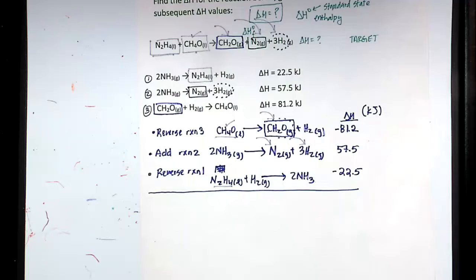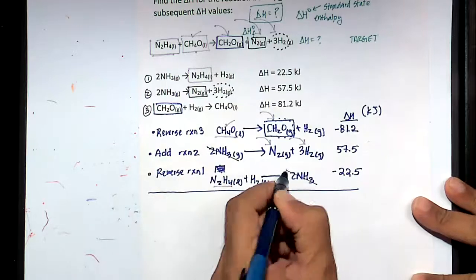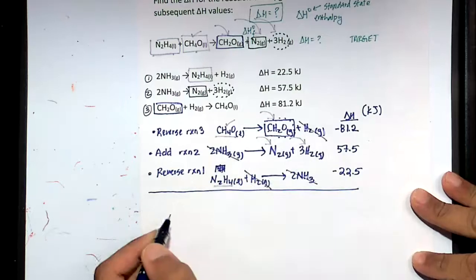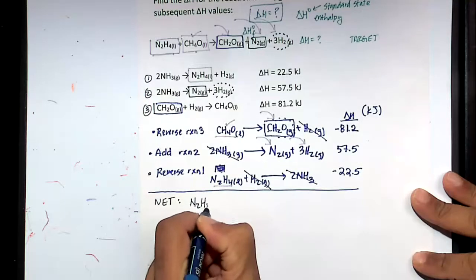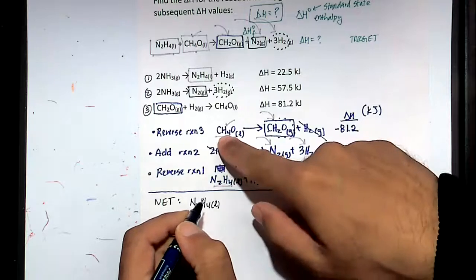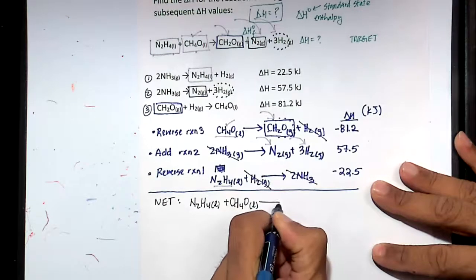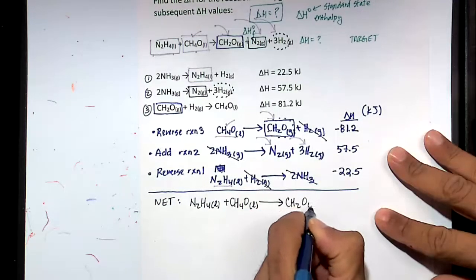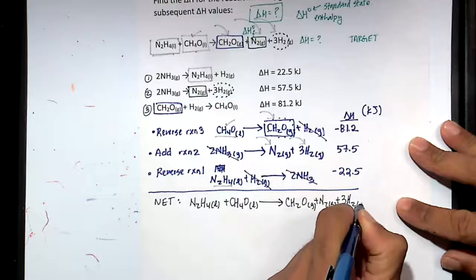Another thing that we can do is cancel stuff out. Here, the 2NH3 on the reactant side cancels out with the 2NH3 on the product side. Anything else that gets canceled? Yes, very good, Joshua. H2 and H2 cancel. So we are left with the net, which is N2H4 liquid plus CH4O liquid, and that's going to go to CH2O gas plus N2 gas plus 3H2 gas.